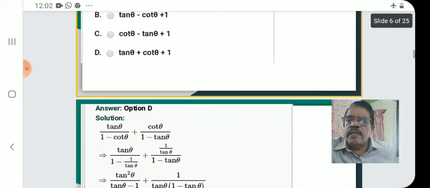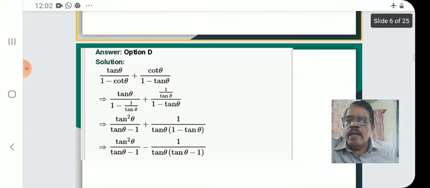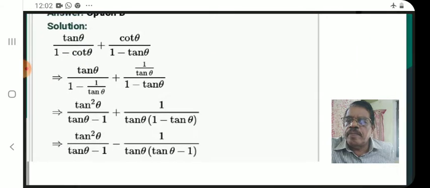You see the answer. Answer is D, that is tan theta plus cot theta plus 1. Let us see the simplification.